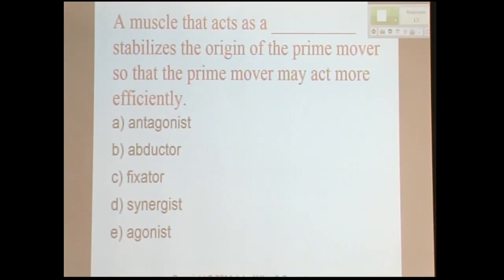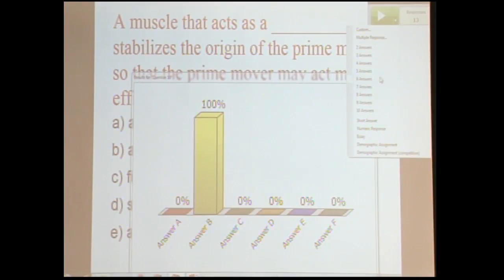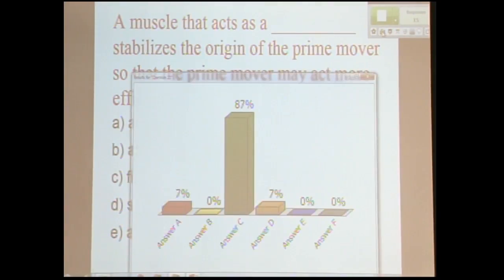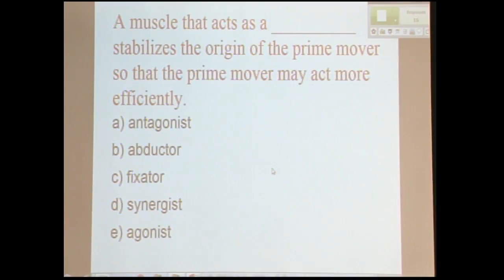All right, so what's the muscle that acts as a blank that stabilizes the origin of the prime mover so it can act more efficiently? All right, so C is the answer there. That is the fixator.